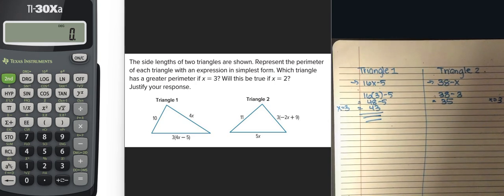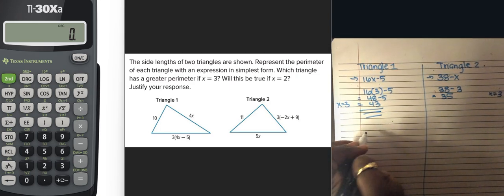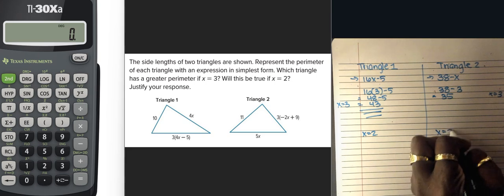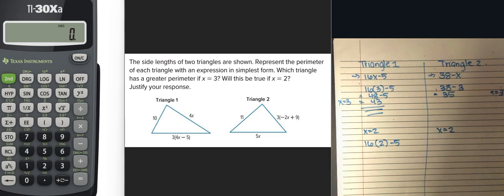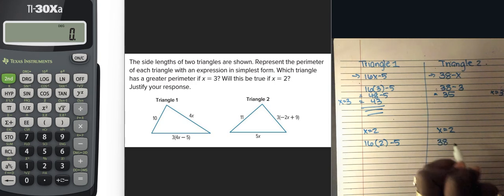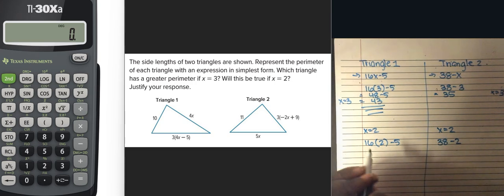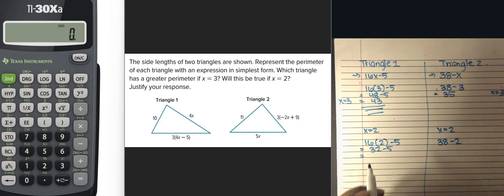All right. They also want to know, is that going to be true if x is equal to 2? So let's see what happens then. Let's say x is equal to 2, we'll put that here so we know what we're doing. Now we're going to say 16 times x, which is going to be 2, and we're going to subtract 5. And then here you're going to have 38 minus 2. So what we get is 16 times 2, that's 32, minus 5. All right, so 32 minus 5 gives me 27.